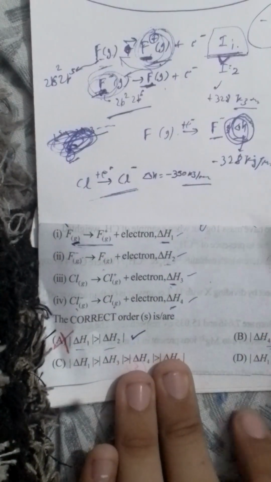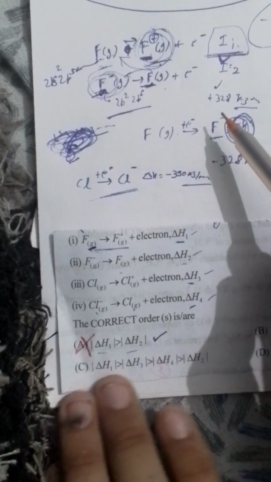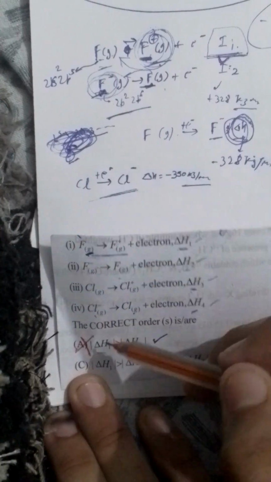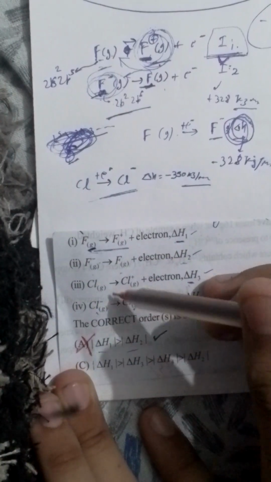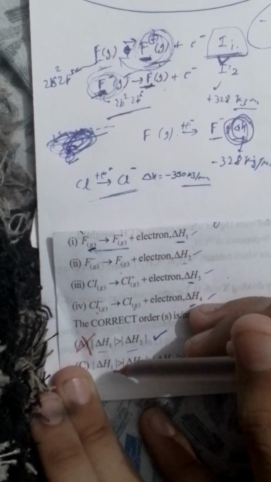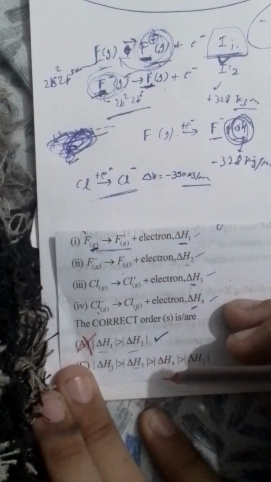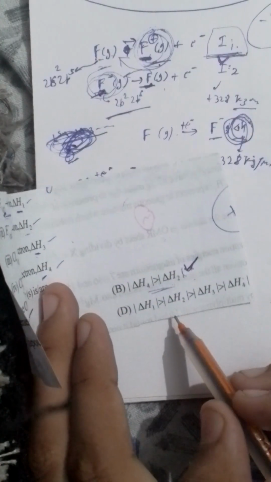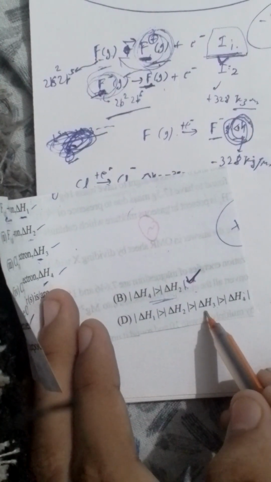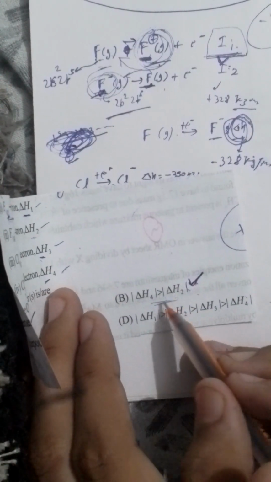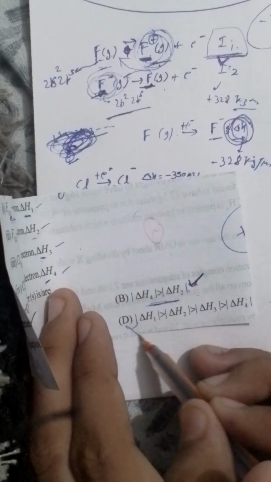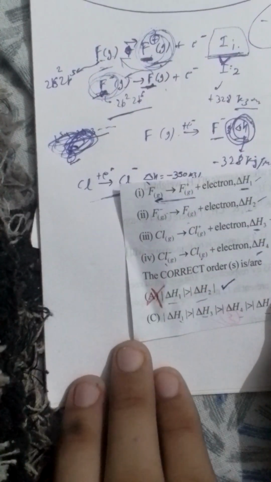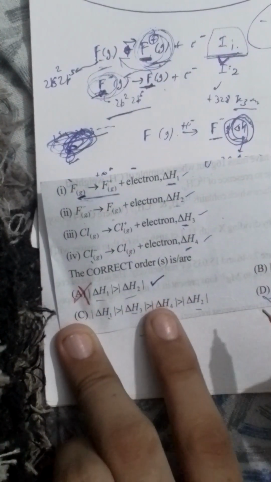So now let's compare the others. I think these others can be directly compared by this, and it says ΔH1 greater than ΔH3, ΔH4 greater than, so this seems to be correct. But let me see first option D, ΔH1 greater than ΔH2 and ΔH3 greater than, no, this is wrong because of this. So this is directly wrong. Now let's study the option C.